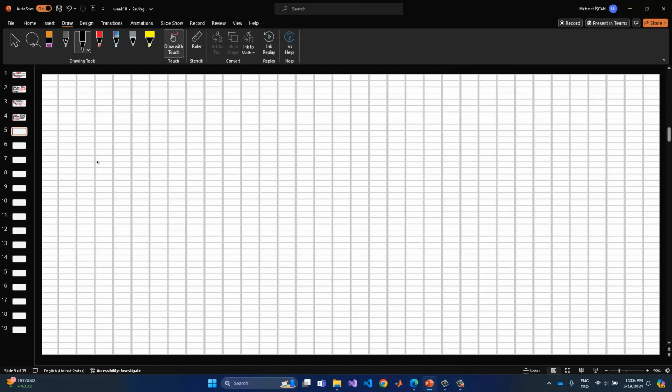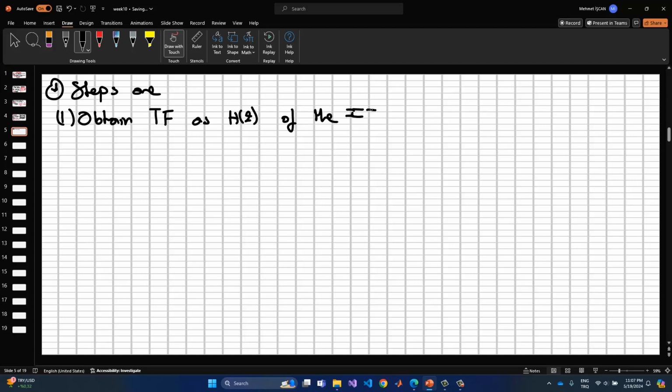So the steps can be summarized like just this one. Obtain the transfer function of the representation as H(z) in the discrete domain, or the Z domain, of the IIR filter. Okay, for this case this is the IIR, or we can use the FIR filter.